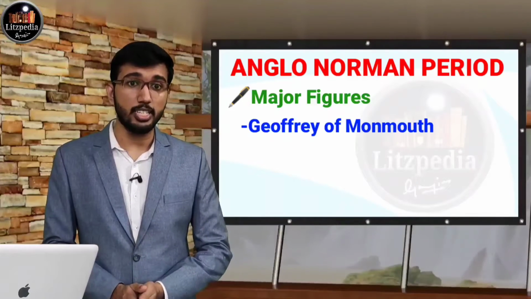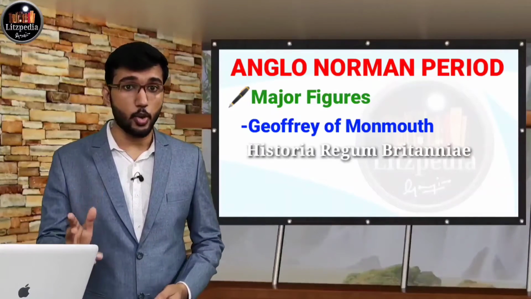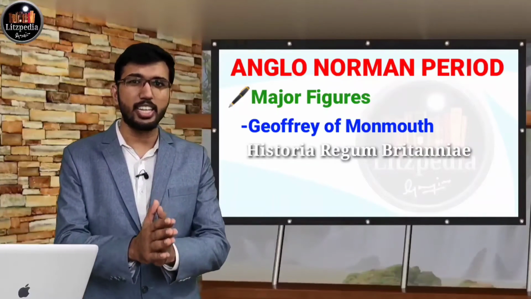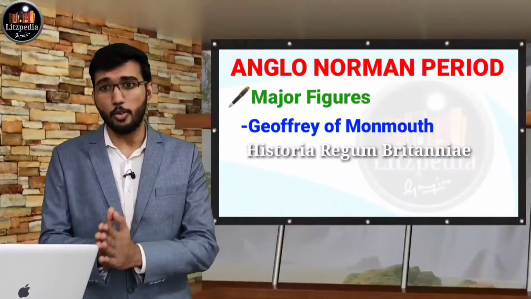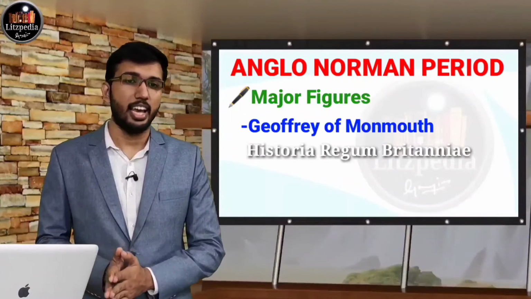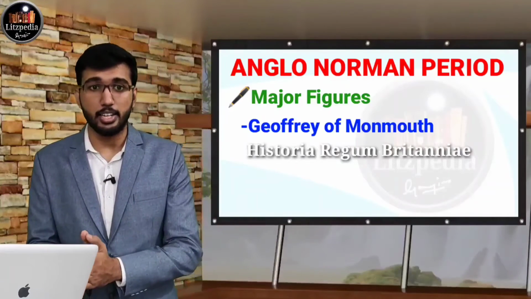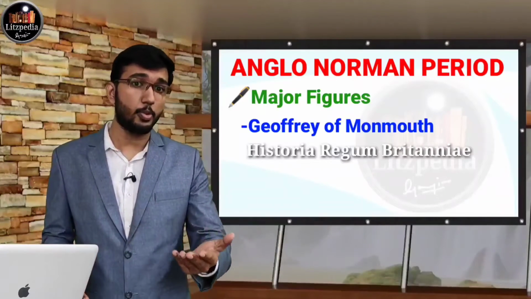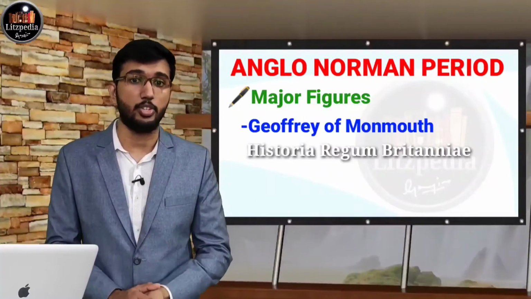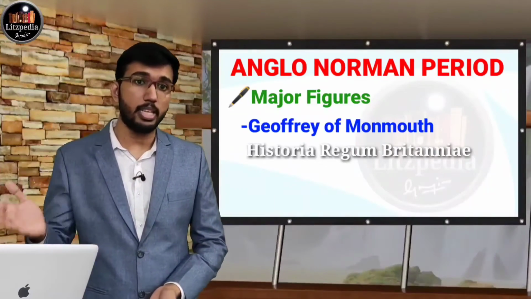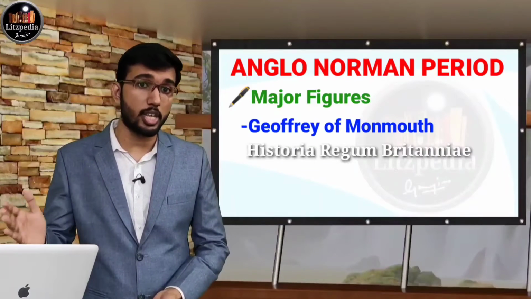His very important work is Historia Regum Britanniae, which is written in Latin. In English, it means the history of the kings of Britain. It contains the earliest version of King Lear, and it also helped to popularize the legend of King Arthur. So the earliest version of King Lear is from Geoffrey of Monmouth's Historia Regum Britanniae.